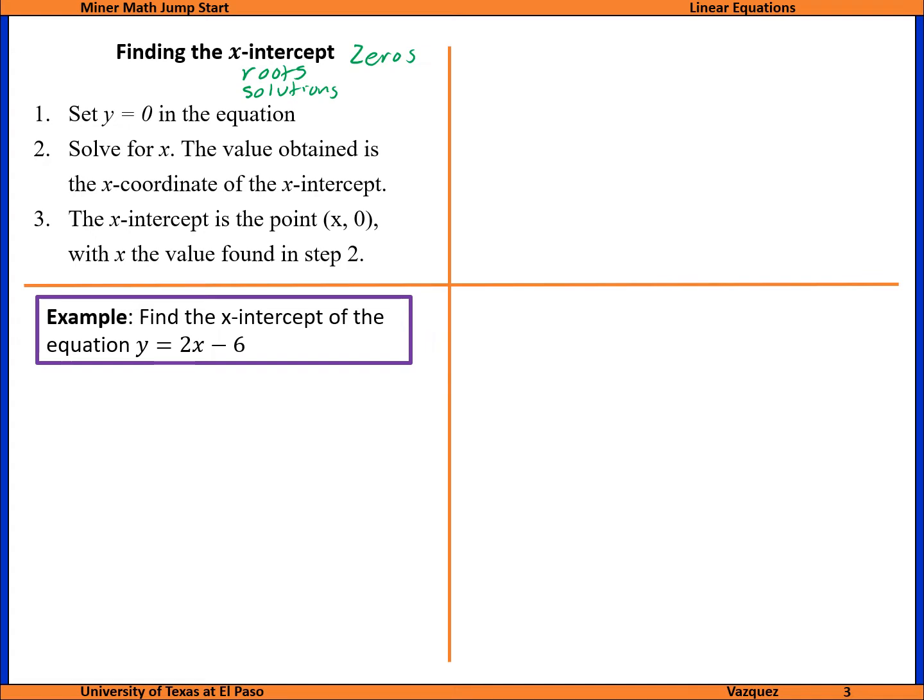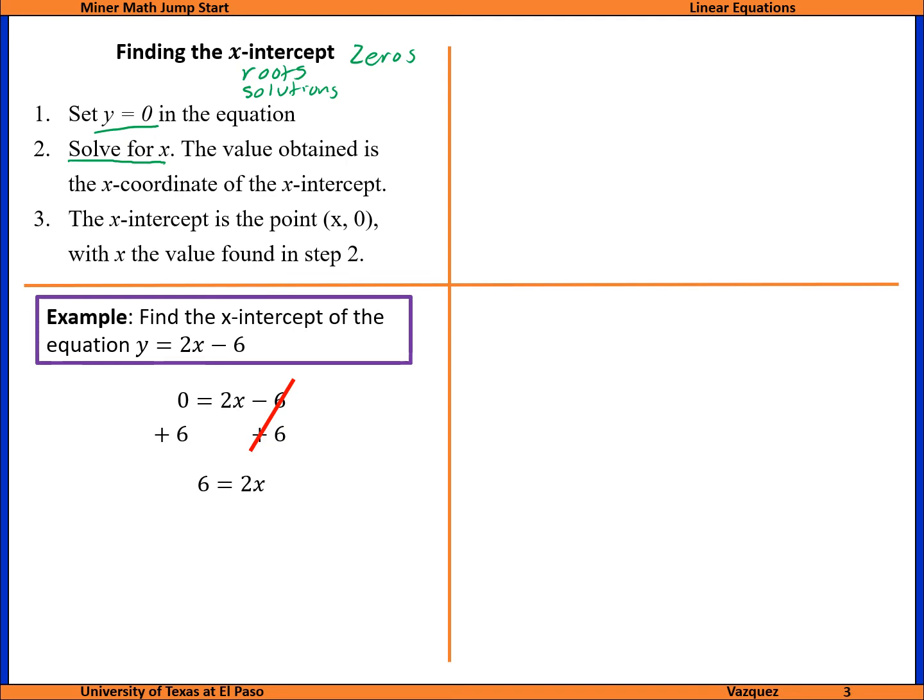So the example's telling us to find the x-intercept of the equation y equals 2x minus 6. Well, using the steps, let's go over this. So first of all, like it's telling us up here, set y equal to 0. So we're going to go ahead and set y equal to 0. So we have 0 equals 2x minus 6. What's the next step? Well, step 2 tells us solve for x. So we're going to do some algebra here. We'll add 6 to both sides to get rid of that minus 6. So those two will cancel. And we'll have that 6 is equal to 2x.